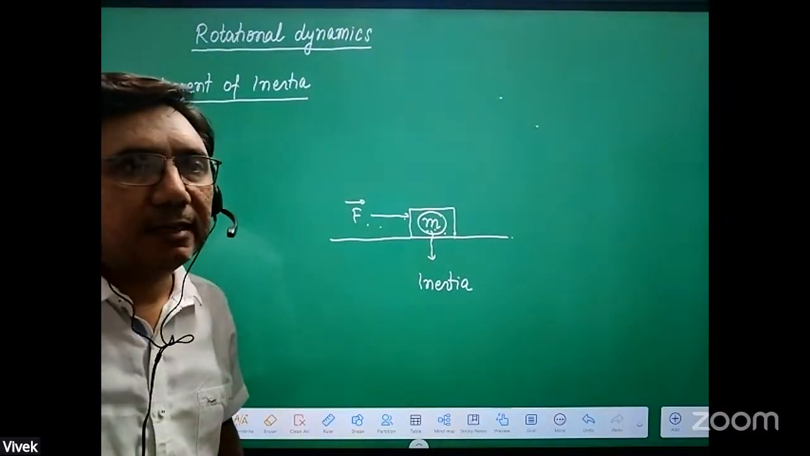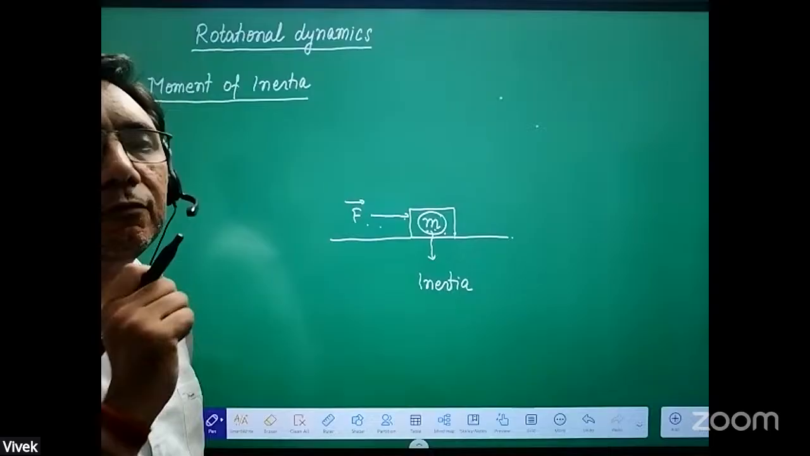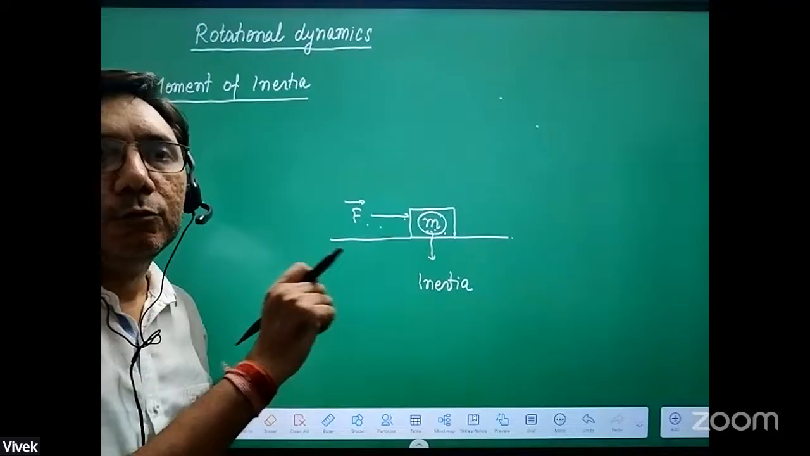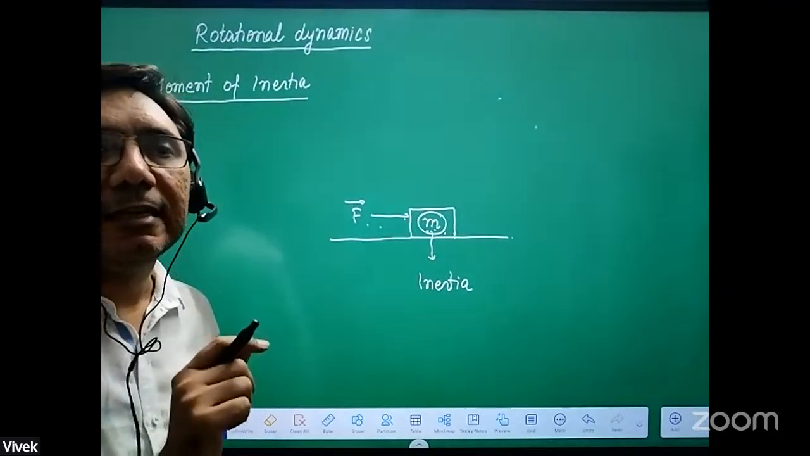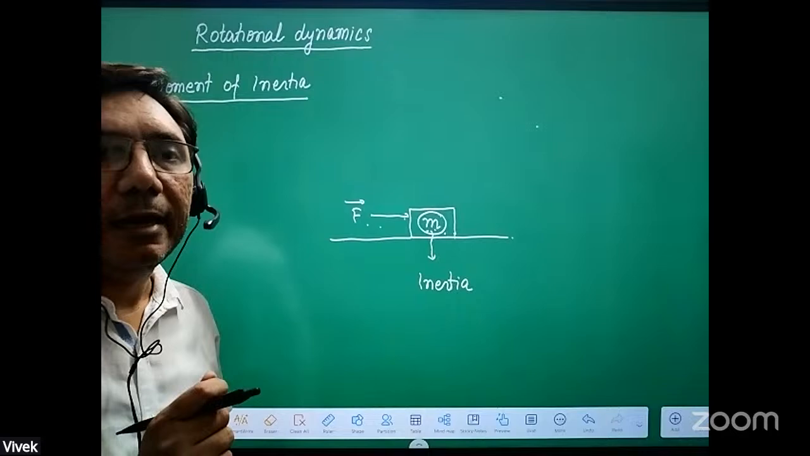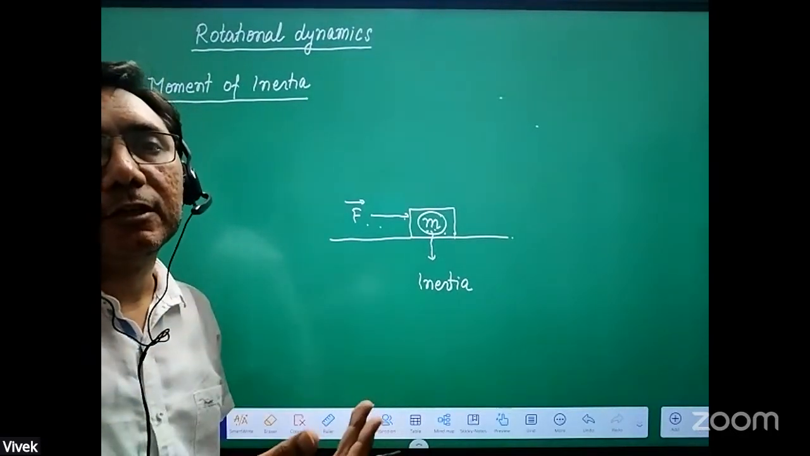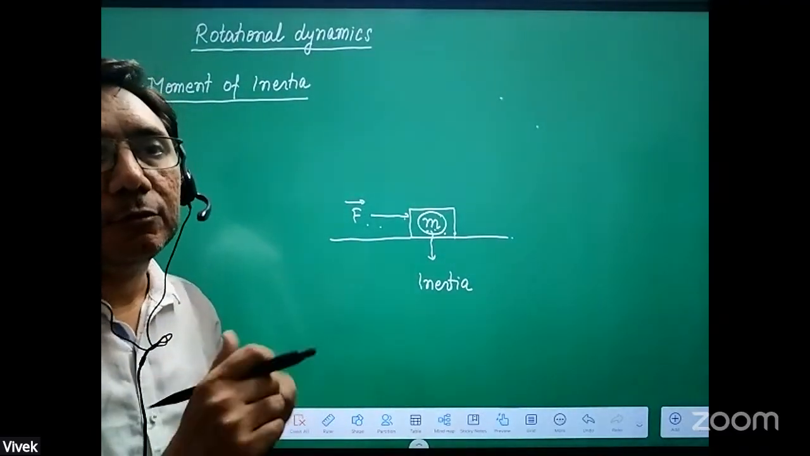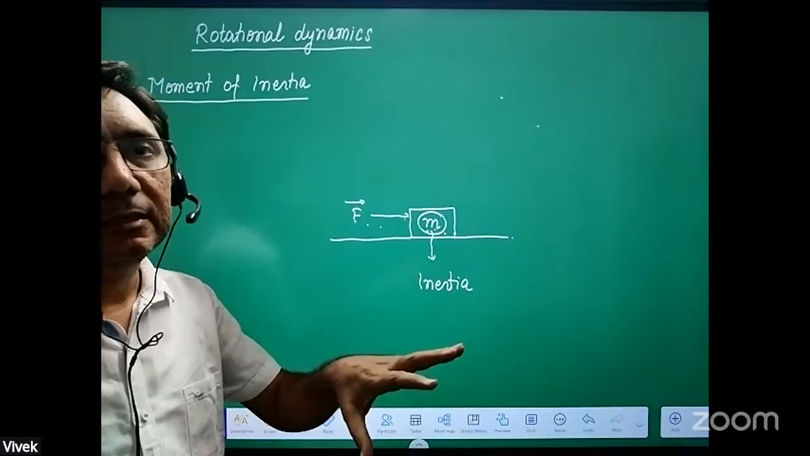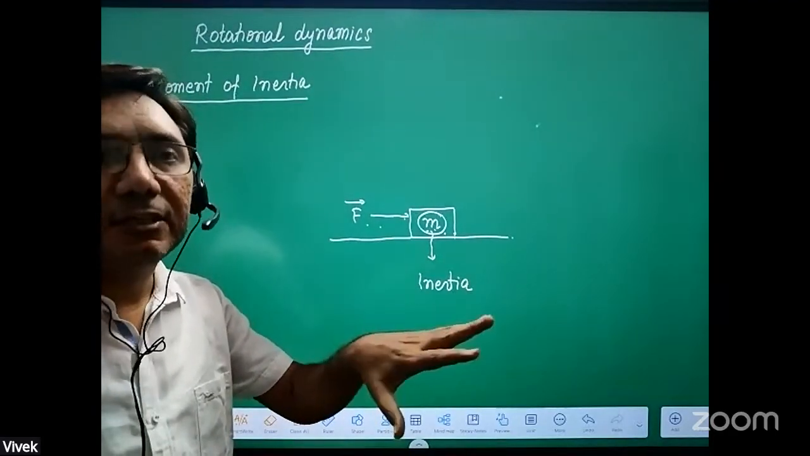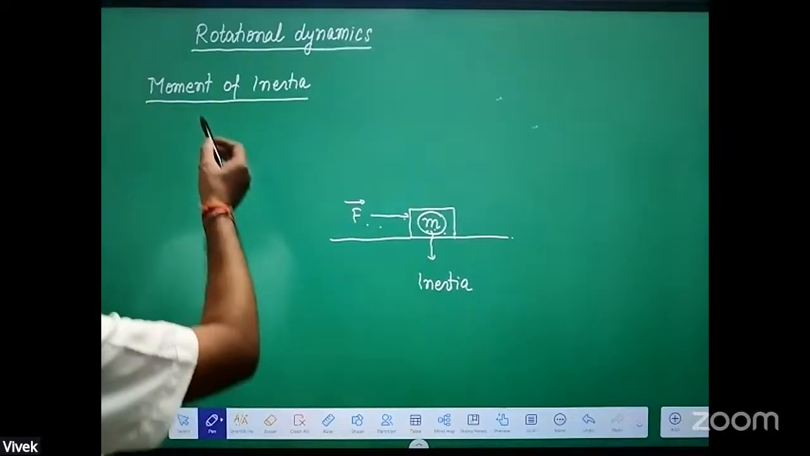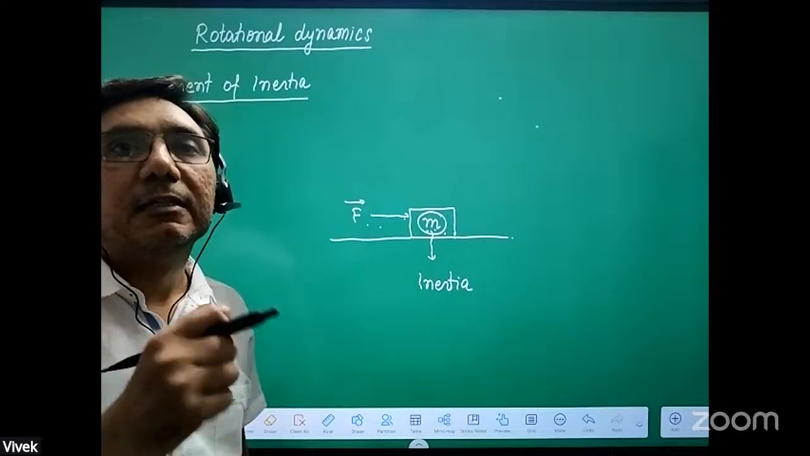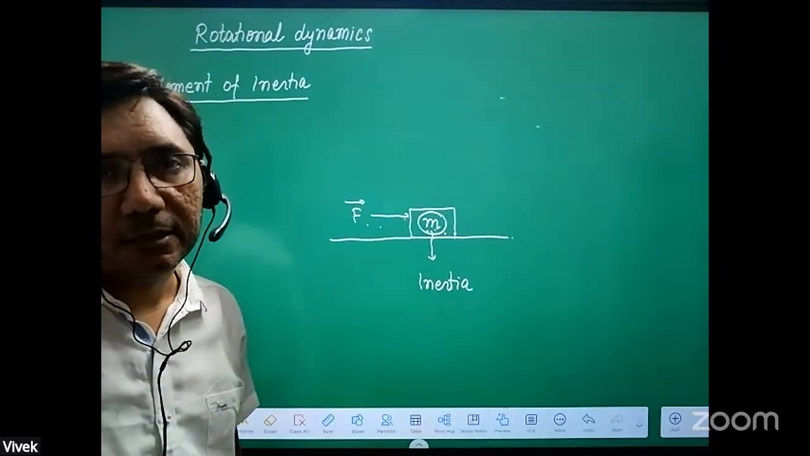If some object is at rest or undergoing uniform rotation and you want to change its state, suppose from rest you want it to undergo some rotational motion, or if it is undergoing rotational motion you want to bring it to rest, you want to change its state during rotation. Then the property that acts as inertia is called the moment of inertia. Moment of inertia is the property that opposes the change in the state of the object which is undergoing rotation about an axis.